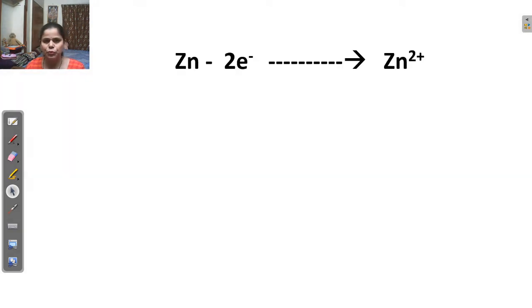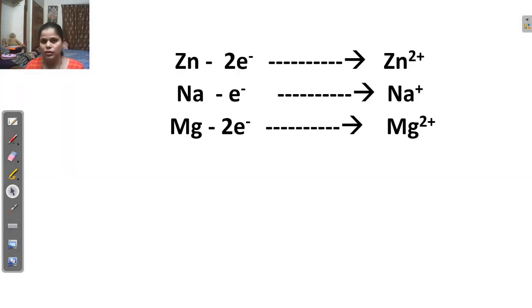Before starting oxidation, let's see an example of the removal of electrons. You know the two terms cation and anion very well. Let me repeat. Cation means if any atom loses its electron and forms a positive ion, it is known as a cation. If any atom accepts an electron, that means gains an electron, and forms a negative ion, it is called an anion.